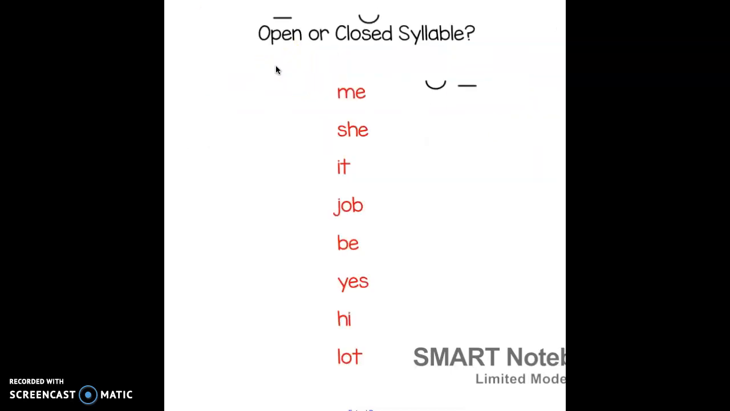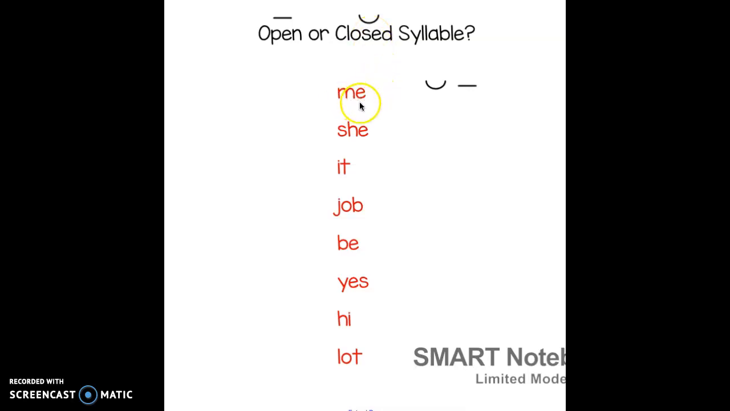Okay, so last Friday you guys learned about open and closed syllable. So we're going to do it right now together. You don't have to write this down. We're just going to do it together. And we're going to see if it's an open syllable or a closed syllable. Now remember, open syllable ends in a vowel and a closed syllable ends in a consonant. So we're going to look at it and see if it needs this symbol or this symbol. Okay, and then we're going to tap it out together.